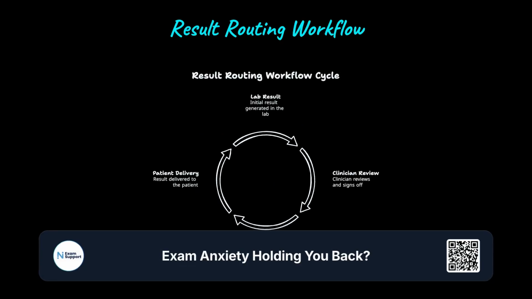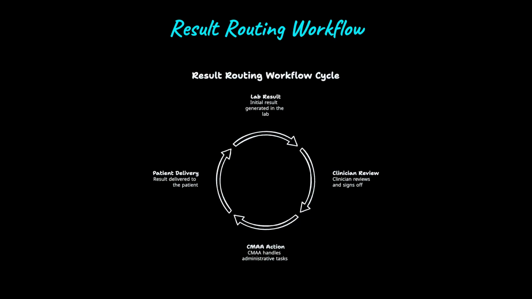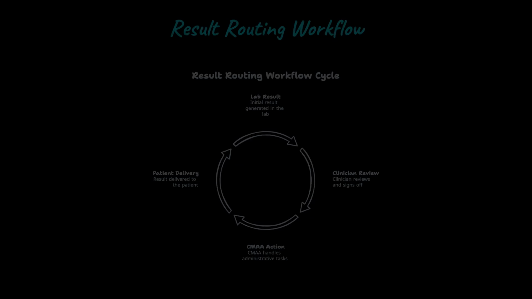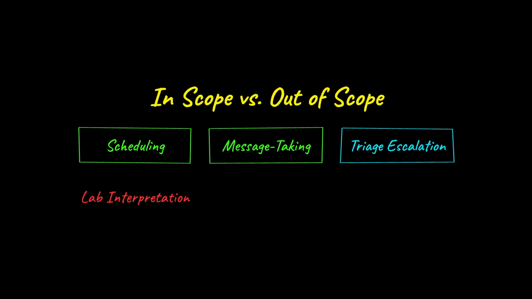Mechanically, every result routes to the clinician for review and sign-off before release. The CMAA's role is administrative: scheduling a follow-up, delivering the clinician's written summary, or documenting a callback request, never stating what a value means. Scheduling, registration, message taking, and triage escalation using defined questions stay safely within scope.